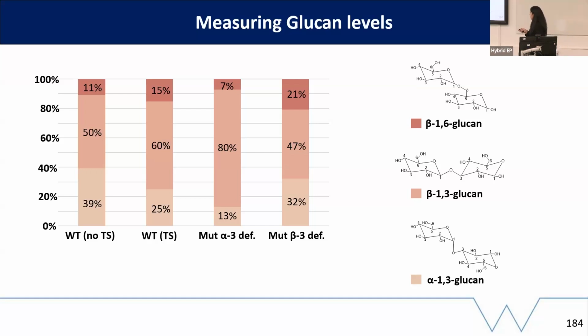So what we see is that the alpha 3 deficient mutant shows very little alpha 1,3 glucan and a much increased amount of beta 1,3. So the cell wall has tried to compensate for the loss of alpha 1,3 by overproducing the beta 1,3 glucan. And the similar thing is observed in the beta 3 deficient mutant.